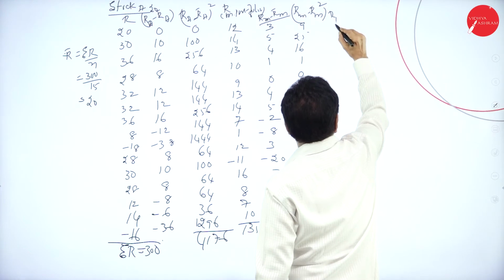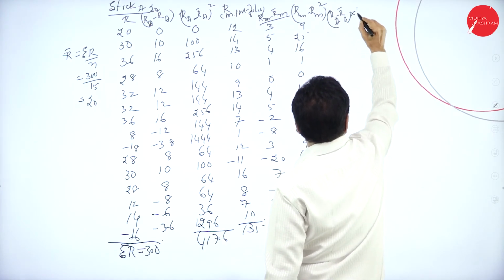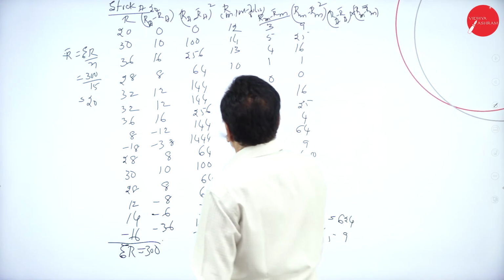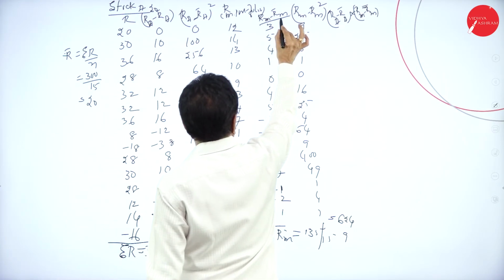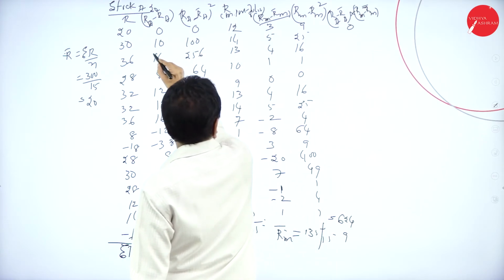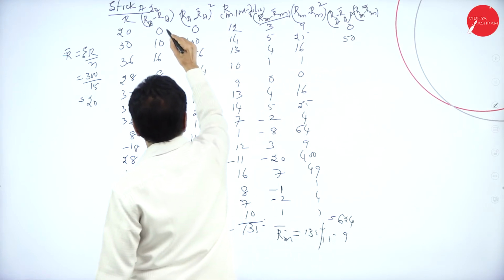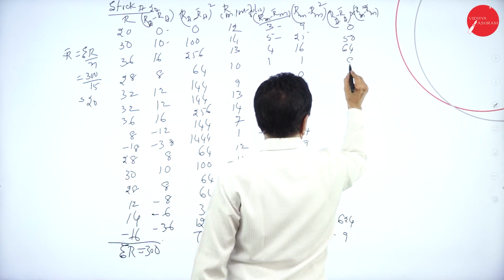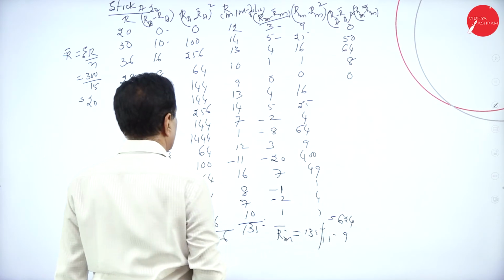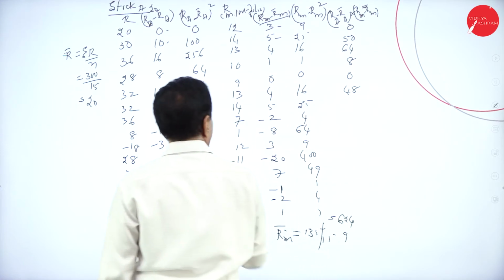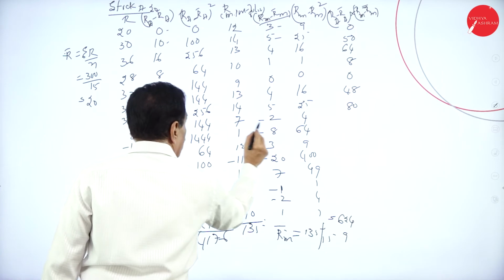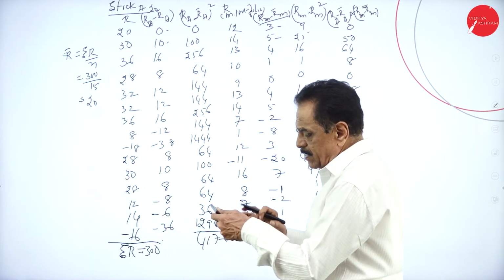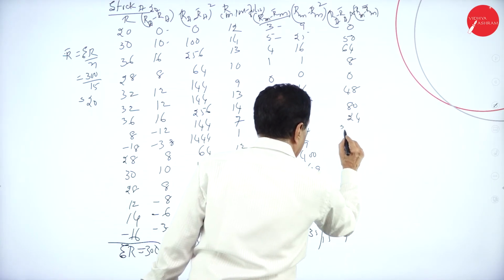Then RA minus R mean A into RM minus R mean M. Multiplication, carefully. 1 into 3, 3. 10 into 5, 50. 16 into 4, 64. 8 into 1, 8. 12 into 0, 0. 12 into 4, 48. 16 into 5, 80. 12 into 2, 24. 38 into 8 is 304.